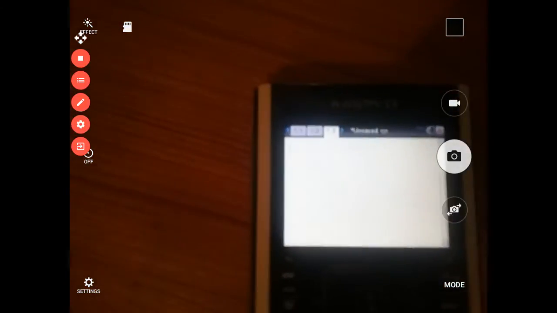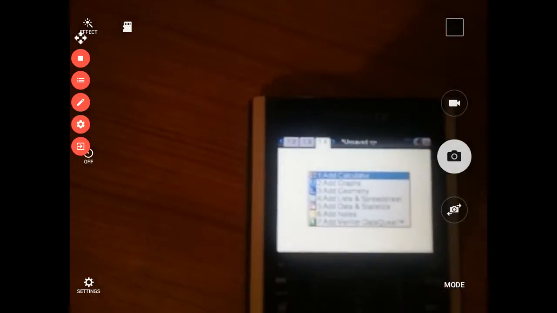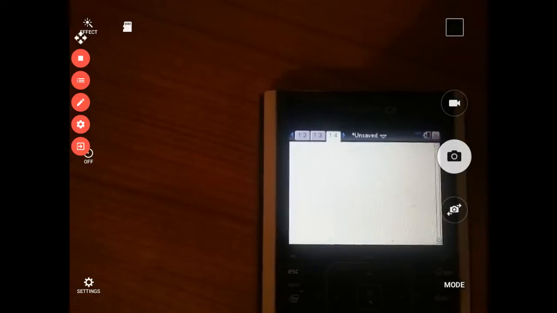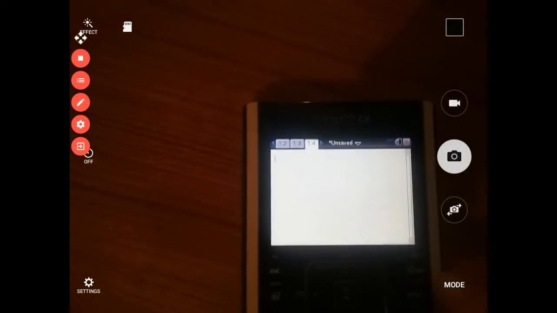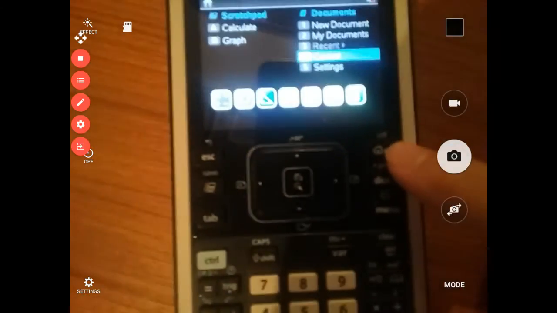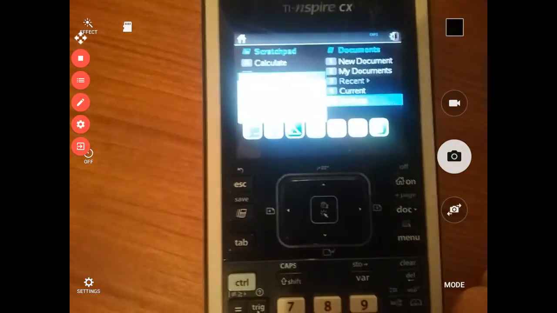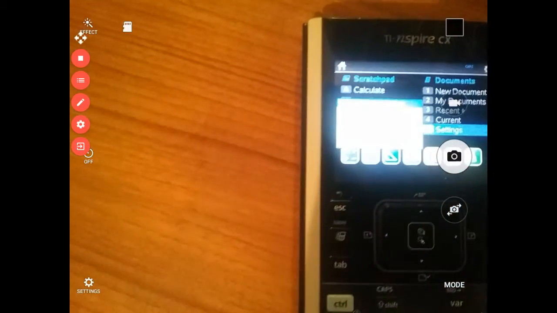Okay, so here's the Inspire. We'll turn it on. I'm going to make a new calculator page just so you can see what's going on. Now hit the home button. That's that guy right there. Then we want to go to settings, number 5. So hit 5. Wow, it makes a nice bright menu.